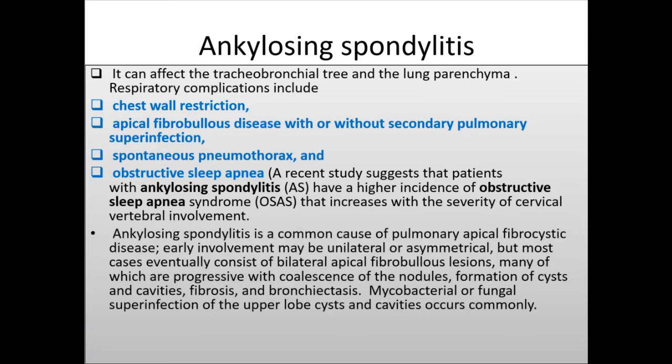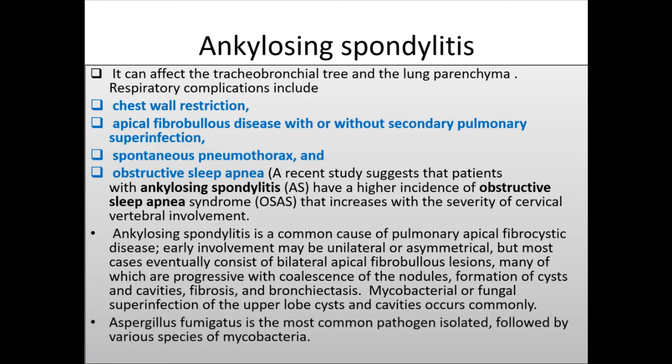Ankylosing spondylitis is a common cause of pulmonary apical fibrocystic disease. Early involvement may be unilateral or asymmetrical, but most cases eventually consist of bilateral apical fibrobullous lesions, many of which are progressive with coalescence of the nodules, formation of cysts and cavities, fibrosis, and bronchiectasis. Mycobacterial or fungal superinfection of the upper lobe cysts and cavities occurs commonly. Aspergillus fumigatus is the most common pathogen isolated, followed by various species of mycobacteria.